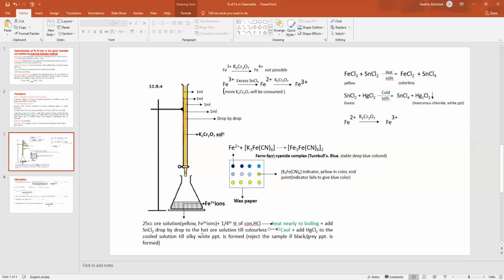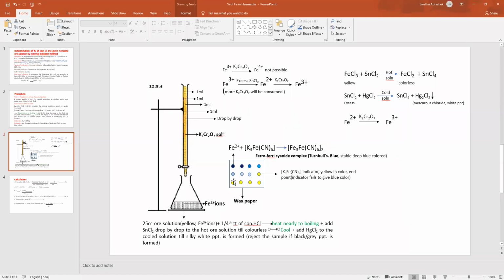Now let me discuss how by using this reaction mixture we can estimate iron by using an external indicator. How to use this external indicator? You will be provided with wax paper. Take some drops of indicator on the wax paper as I have shown. Take several drops of the indicator on the wax paper.